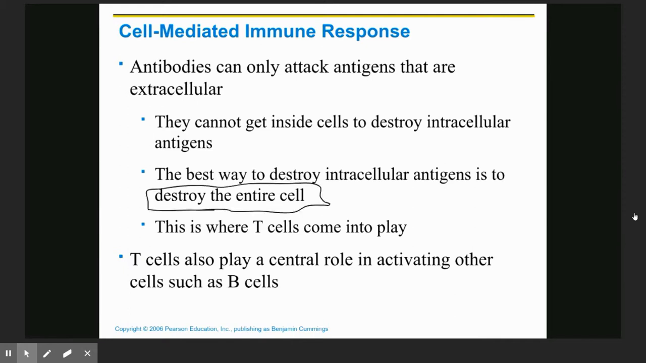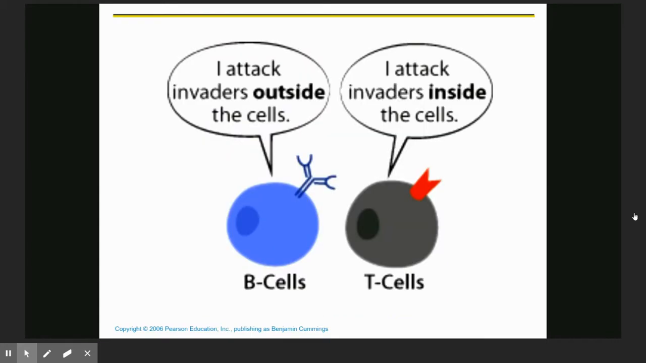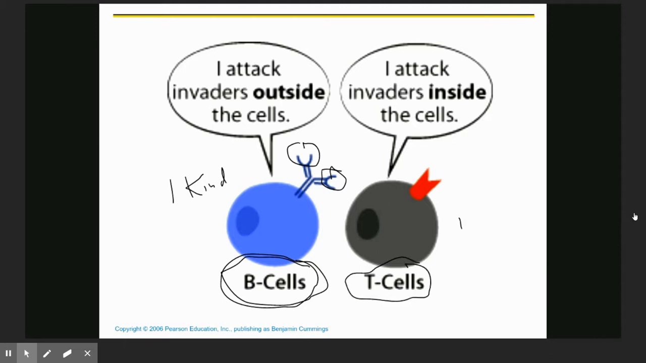So let's look at T cells. Remember, this is cell-mediated immunity. The other one was humoral immunity. Well, we only had one kind of B cell. They're all unique. They're all different from each other because they all have a different surface receptor. But there's only one type. That's not true of T cells. When you look at T cells, there are different types of T cells, and they have different jobs. And so we're going to have to look at them individually.